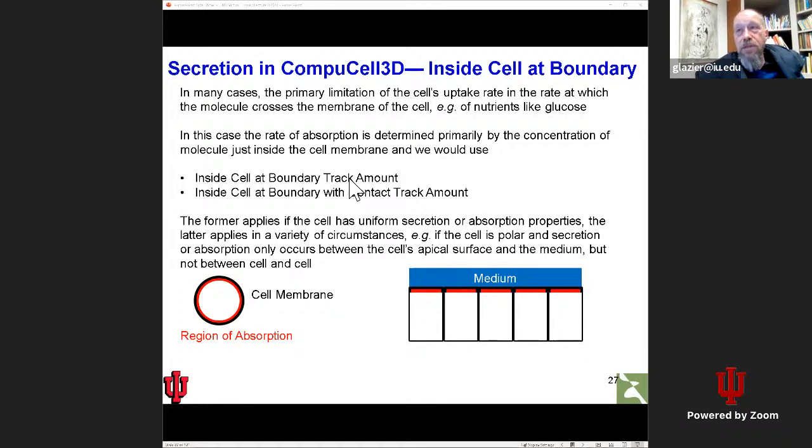Okay. We're also going to have this idea of tracking amount, and there'll be this total count option that will exist for both secretion and absorption. And some of those commands get rather verbose. Secrete outside cell at boundary total count. They get long because of all of the permutations.